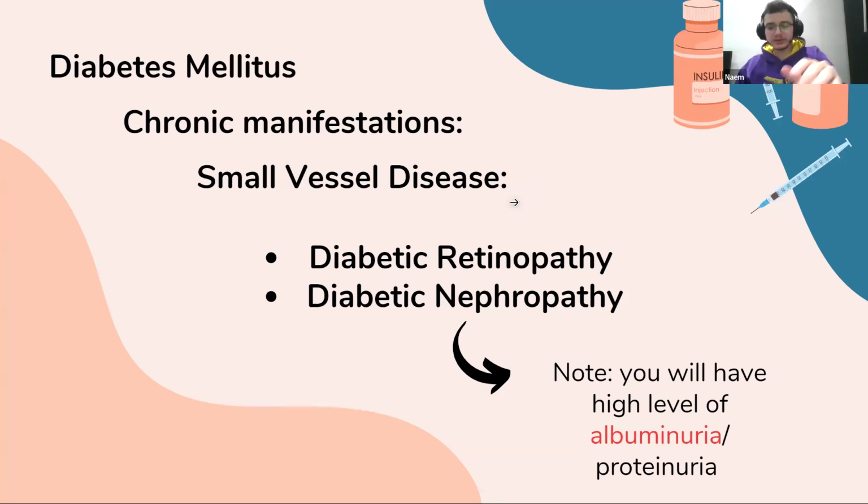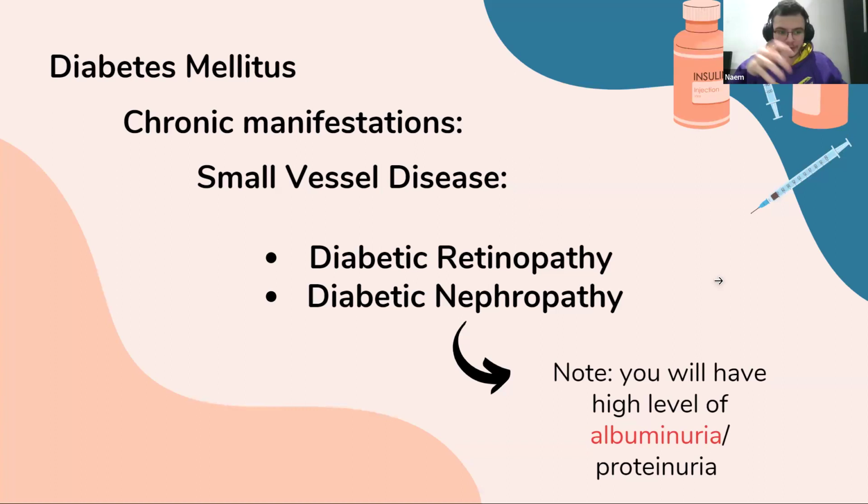Okay. So this is the first one. The second one, which is very, very high yield. I'm almost sure you're going to get asked about it in this exam. If not this exam, then you're going to get asked about it in Step and all the board exams that you're going to do, which is diabetic nephropathy.